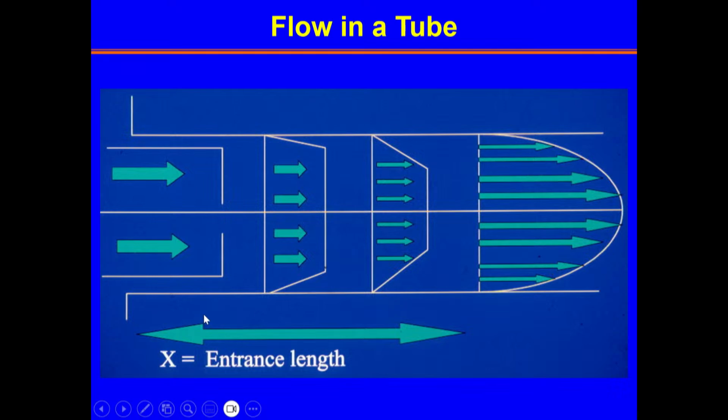The distance from where the fluid enters to where that front is fully developed is referred to as the entrance length. The message I want you to remember from this slide is that fluid is stationary at the edge of that tube and has the highest velocity in the center.